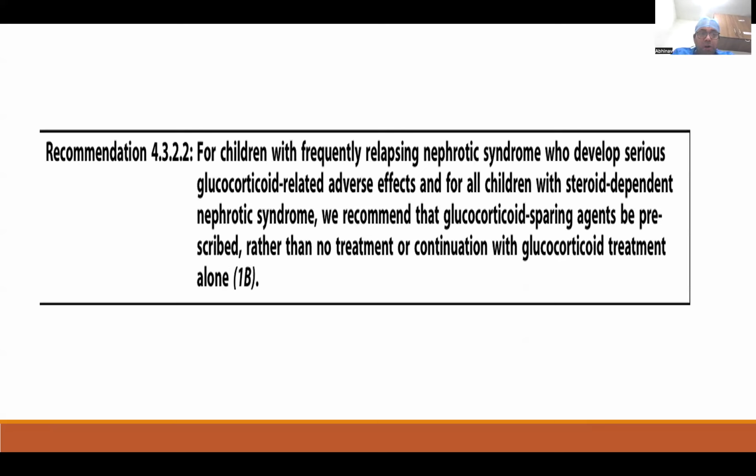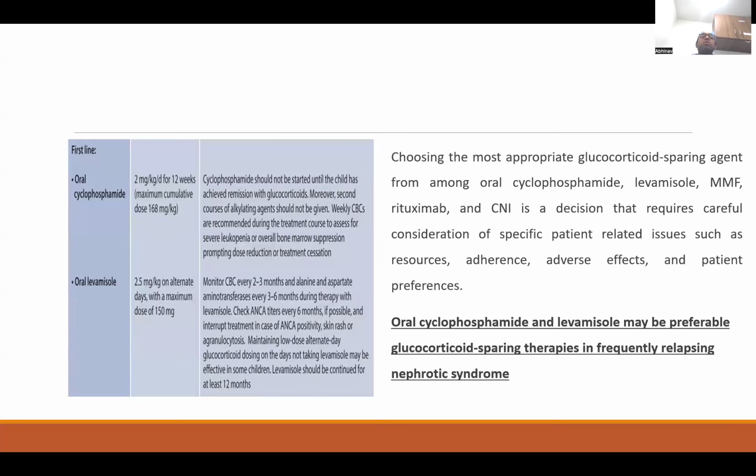So this is another important recommendation for children with frequent relapsing nephrotic syndrome who develop serious glucocorticoid related adverse effects. And for steroid dependent nephrotic syndrome, glucocorticoid sparing agents are to be prescribed. This is important. So steroid dependent, remember D. Here the main focus is on D, dependent. So what are the drugs? First line, cyclophosphamide or levamisole.